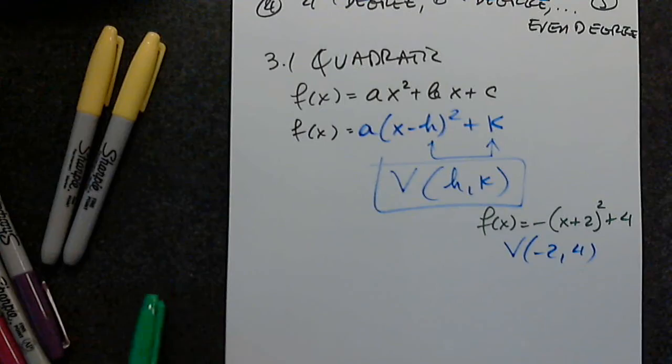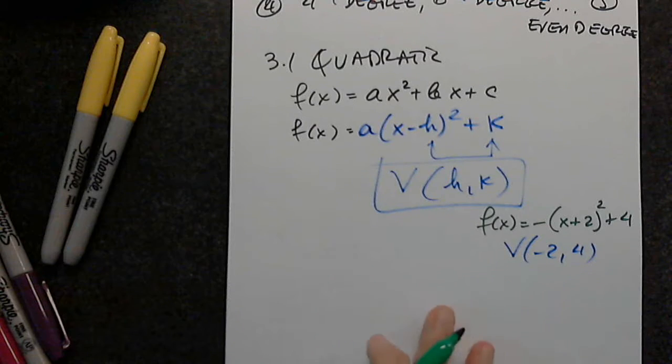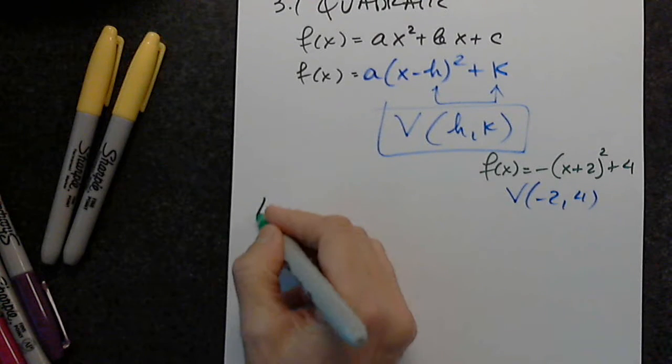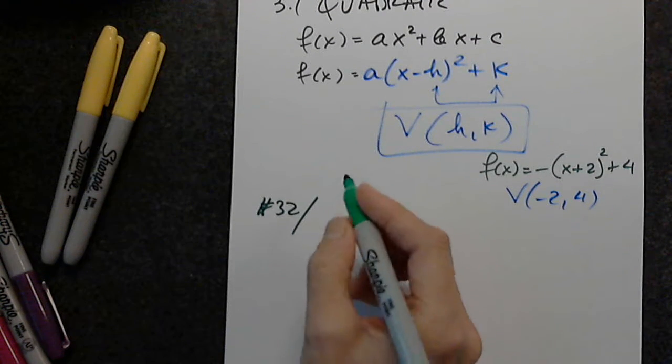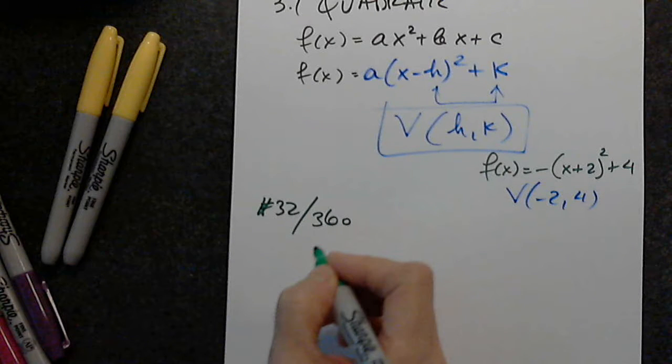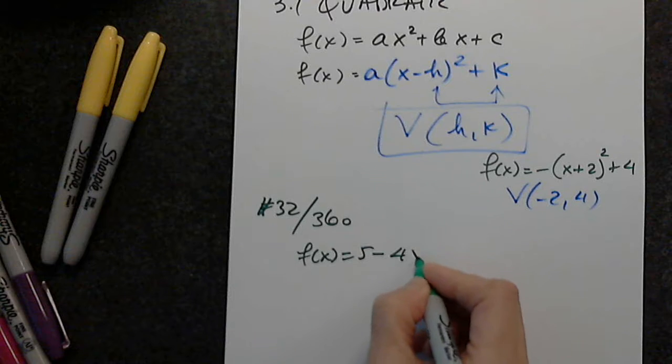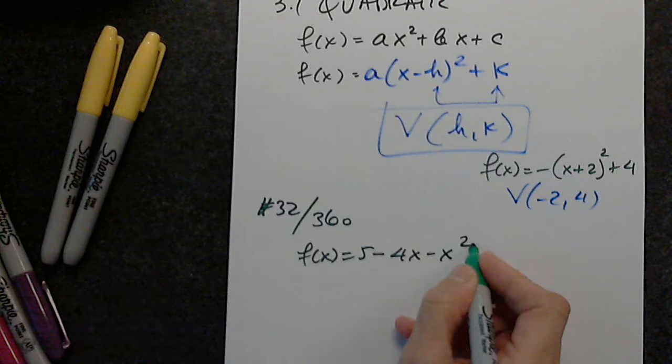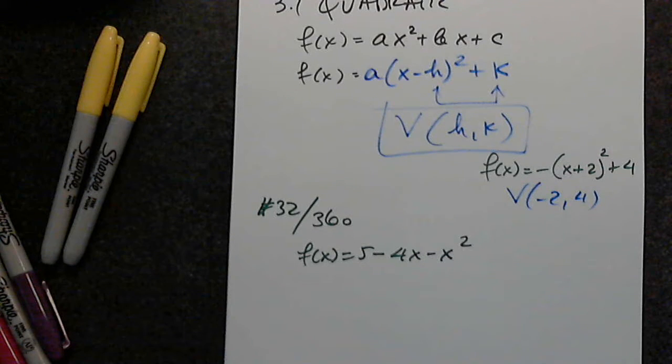Okay, so let's look at an example. You can choose if you want. We're on page 360 if you wish. If not, I will. I will choose 32, unless you want to choose. 32 on page 360. And that is f of x equals 5 minus 4x minus x squared. The question is graph, and we have several steps to go through.